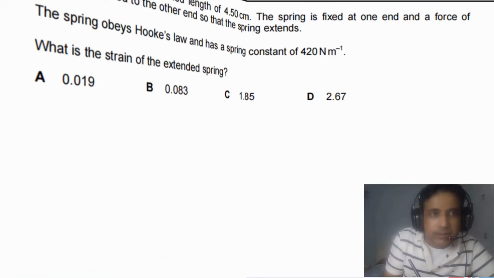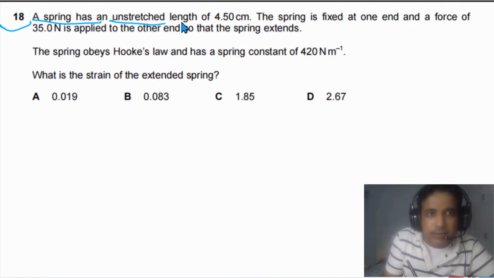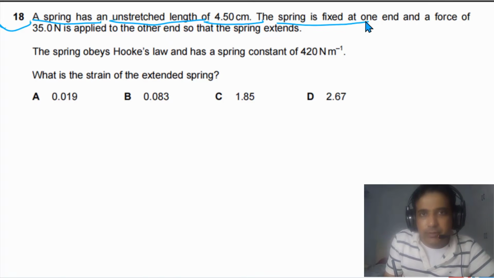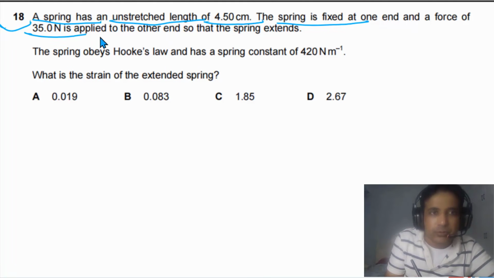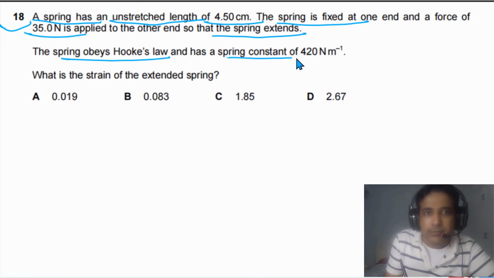Question number 18 says a spring has an unstretched length of 4.50 centimeters. The spring is fixed at one end and a force of 35 newtons is applied to the other end so that the spring extends. The spring obeys Hooke's law and has a spring constant of 420 newtons per meter. We need to find out what is the strain of the extended spring.